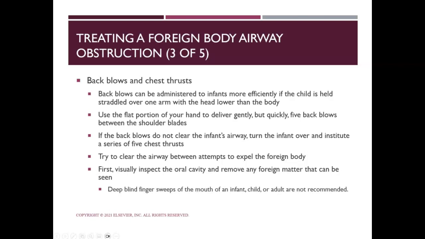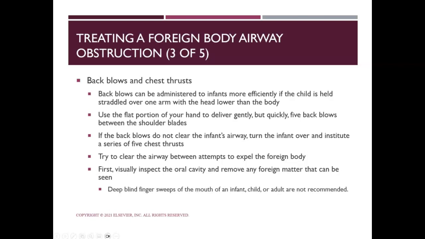For back blows and chest thrusts, how I do this is I'm going to hold the baby's head, stabilizing the baby's head and neck in my hand. I'm going to lay them across my forearm, so their stomach is on my forearm, their head is resting in my hand, and their jaw is resting between my thumb and my index finger. I am going to deliver back blows using the heel of my other hand to gently but quickly do 5 back blows between those shoulder blades.